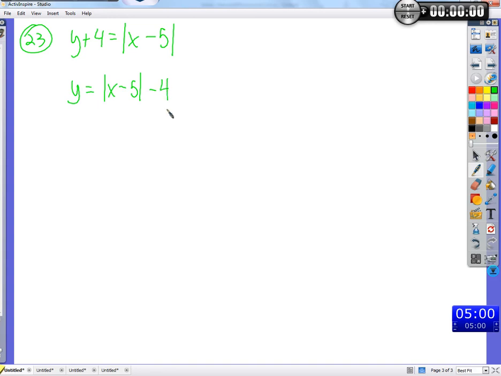So this is an absolute value function. And when we graph absolute value functions, what kind of shapes do they have generally? A V shape. Whether they're steep or right side up or upside down, they generally have a V shape. Well, how do we figure all that out? Is it upside down? Is it right side up? Is it moved over? Is it moved up? Is it moved down? How do we determine that?